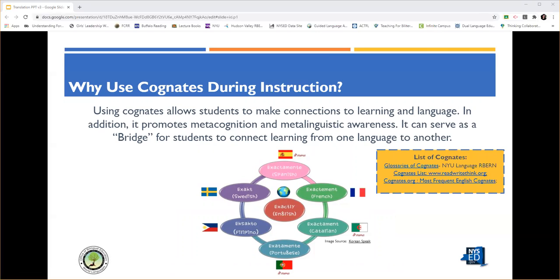Using cognates allows students to make connections to learning and language. In addition, it promotes metacognition and metalinguistic awareness. It can serve as a true bridge for students to connect learning from one language to another. It's also tremendous in helping students to make meaning. Look at the example on the screen and see how one word can be accessible to many students in their language and how it can help them improve their linguistic abilities and understanding.